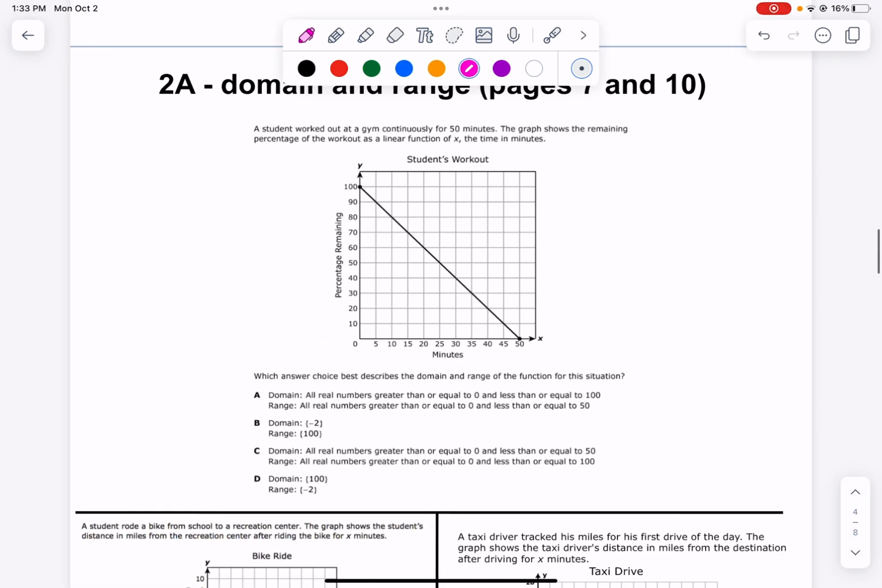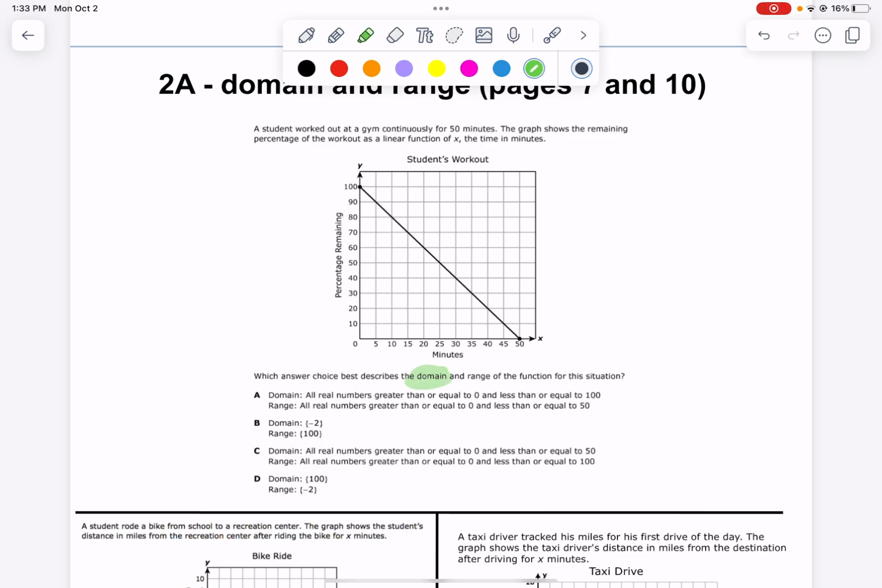Our next example, it says, a student worked out at a gym continuously for 50 minutes. The graph shows the remaining percent of the workout as a linear function of x, the time in minutes. So it says, which answer choice best describes a domain and range of the function in the situation? So let's break it up.